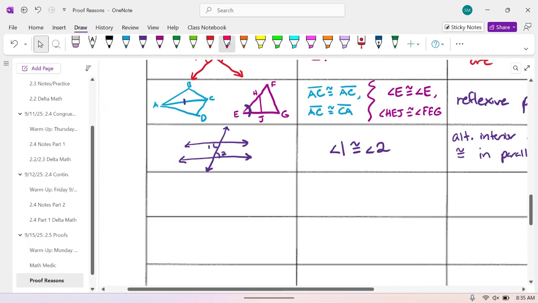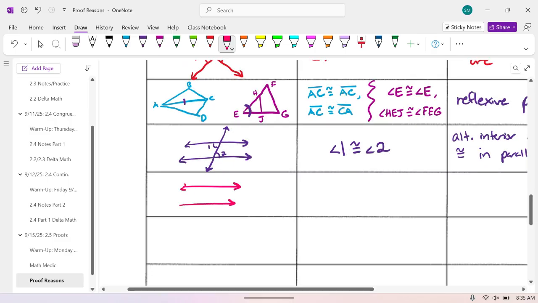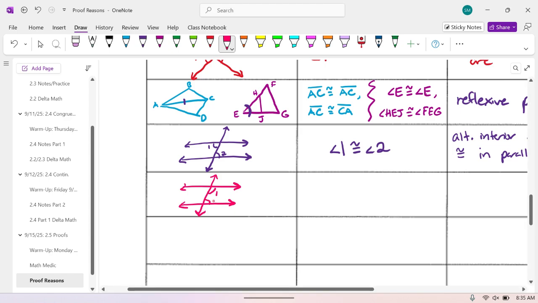All right. So two more parallel lines. But this time I'm looking at angle 1 here, and angle 2 here. So what can I say about angle 1 and angle 2? What would the statement here be?